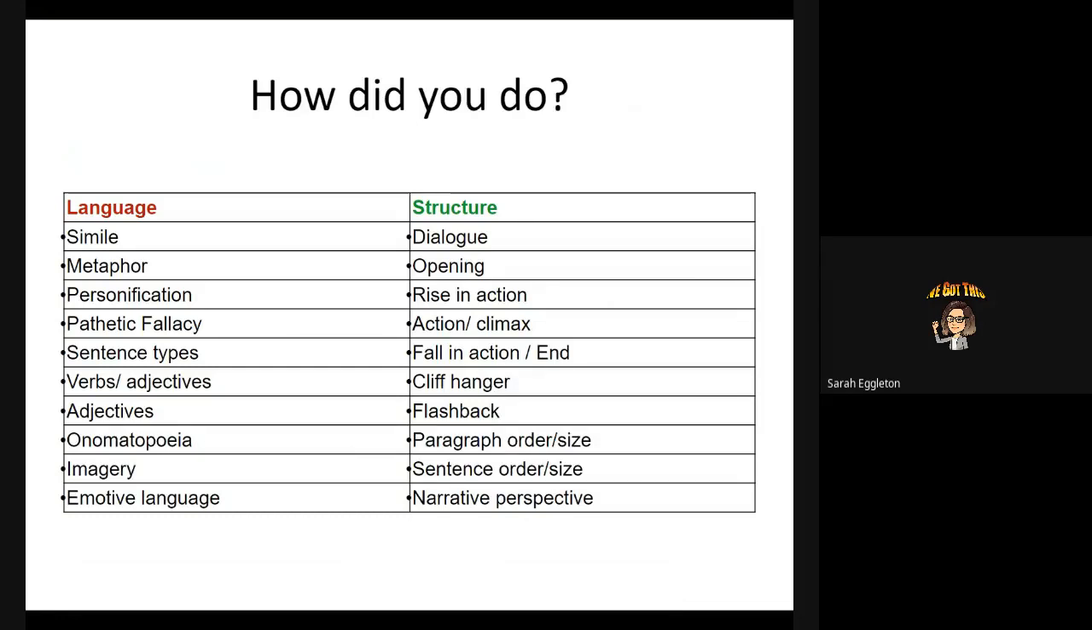Flashback, the order of paragraphs, sentence order, and the narrative perspective, so who is speaking. Those are all of the structural techniques, okay? Please make sure that you have not confused the language techniques. If for this question you write about language, you will not get marks, even if you say things that are wonderful and correct. You really do have to focus on the structural techniques.